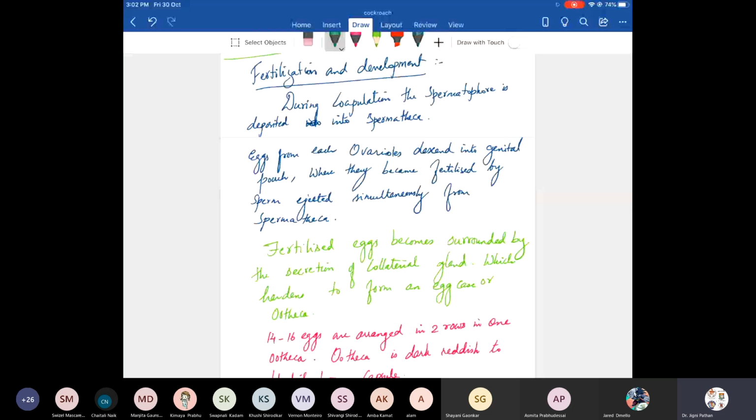Eggs from each ovariole. Now the female is carrying a spermatheca. The eggs from each ovariole are released into the genital pouch. Means the eggs are coming through the oviduct to the vagina, and from the vagina to the genital pouch. As soon as the egg is released into the genital pouch, sperm is also released from the spermatheca. They both get fertilized. Are you understanding? Sorry, sperm and egg get fertilized to form a zygote. This is called a fertilized egg.